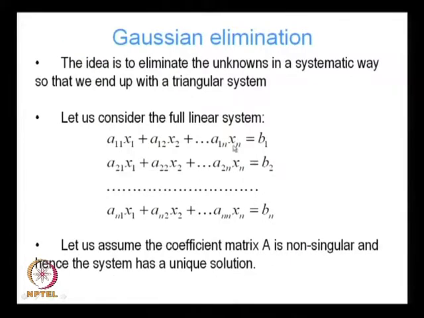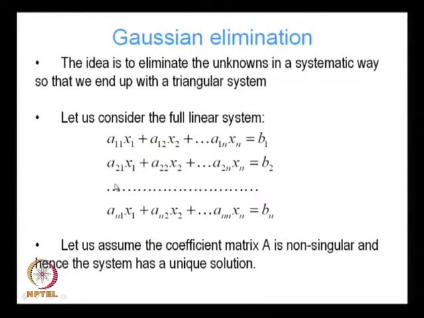Let us go back and take a look at our full system and see what we are talking about. So, what we are saying is that in the first system, we divide all the elements of the first equation by a11. Then we subtract a21 times the first equation from the second equation. We subtract a31 times the first equation from the third equation. We subtract an1 times the first equation from the nth equation. If we do that, the first coefficient always becomes 0, because we are dividing the first equation by a11.